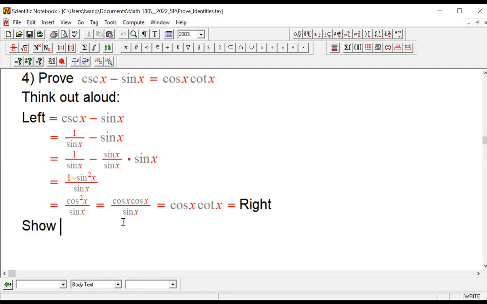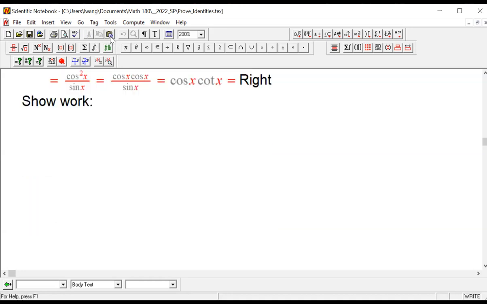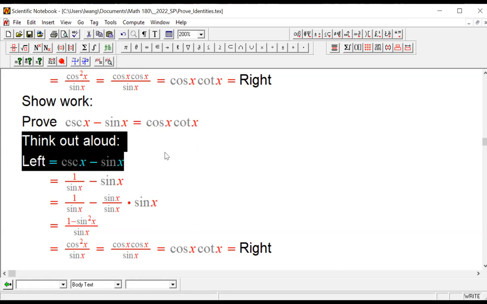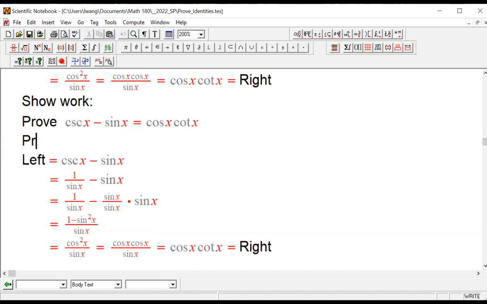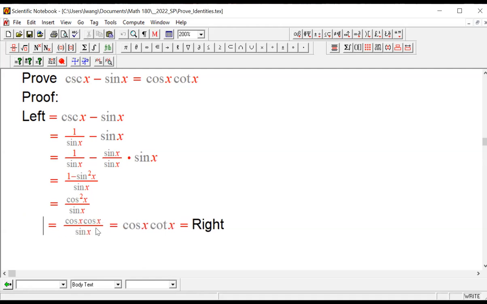Okay, so let's see how much work we're going to show for the same question. I'm going to copy and paste, and the think-out-loud now becomes the solution or proof. So I start from the left, and I go this way. So I'm almost done. Which part can be omitted? Is there any step I can omit?